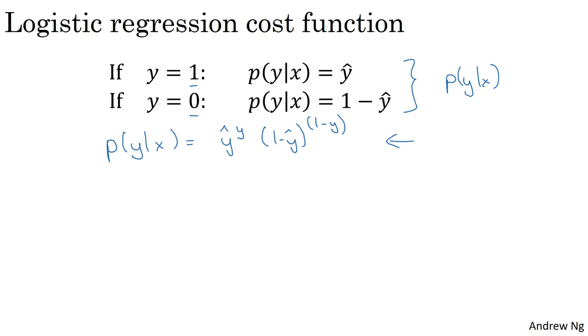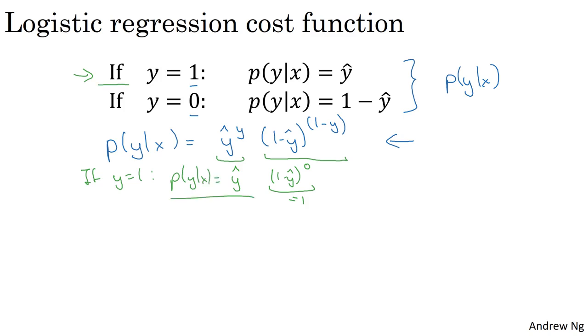Let me explain why. In the first case, suppose y is equal to 1. Then this term ends up being y hat, because that's y hat to the power of 1. This term ends up being 1 minus y hat to the power of 1 minus 1, so that's the power of 0. But anything to the power of 0 is equal to 1, so that goes away. And so this equation just says p of y given x equals y hat when y is equal to 1. So that's exactly what we wanted.